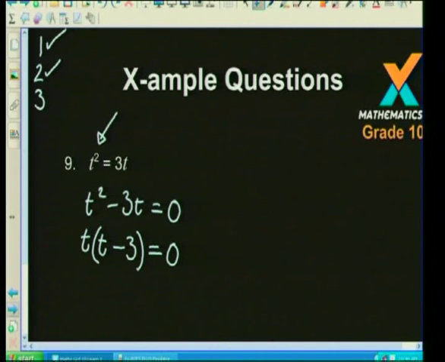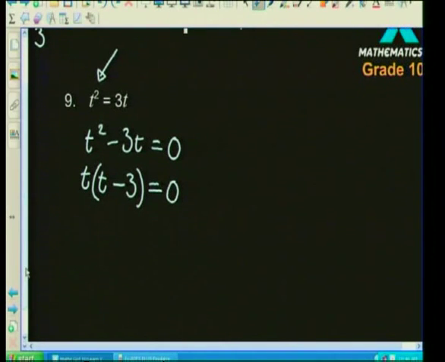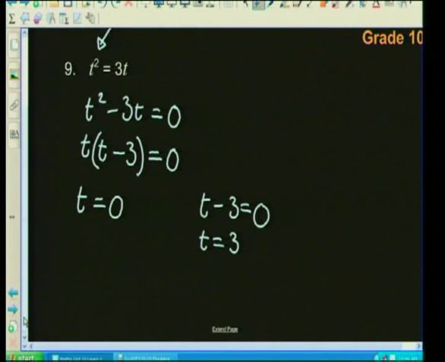Step 3 is to divide the parts of the equation up into 2 separate parts and make them each equal to 0. So t is going to equal 0, and t minus 3 will equal 0. Do we need to continue with t equals 0? No, it's already given us our answer. We do need to find the value for t in the other case. So t equals 3, and there are our 2 answers. t equals 0 or t equals 3.